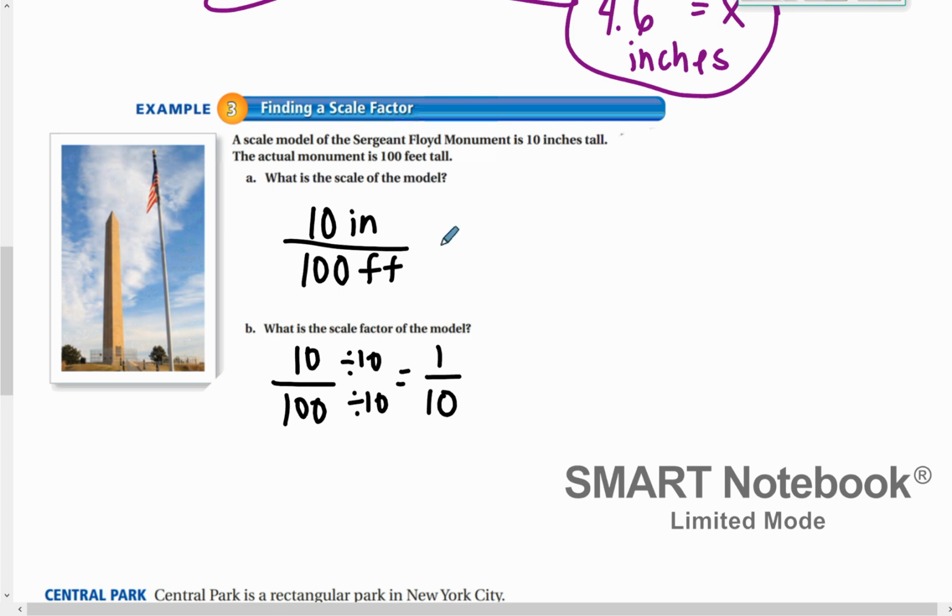All right, and here's where we see that difference between scale and scale factor. Scale factor is talking about how much of the size the scale or model is, and the scale is just talking about the difference in those measurements.